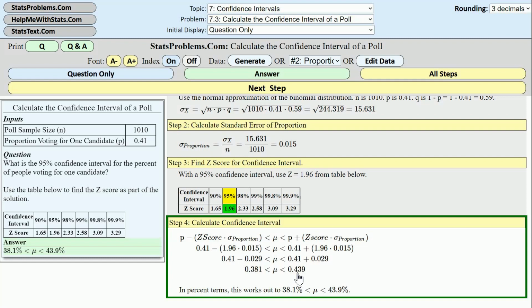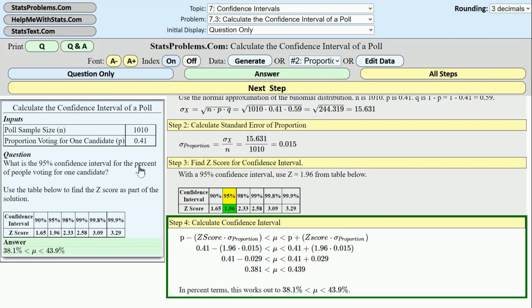We convert proportions to percents, and we have the 95% confidence interval for the population mean is 38.1% is less than mu is less than 43.9%. With a sample size of 1010 and a proportion voting for one candidate equals 0.41, the 95% confidence interval is 38.1% is less than mu is less than 43.9%.